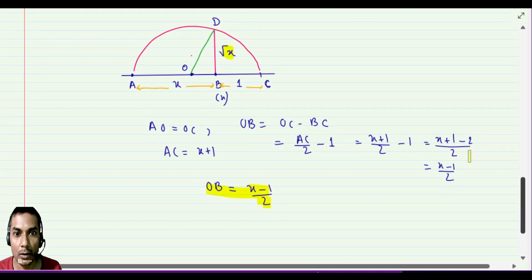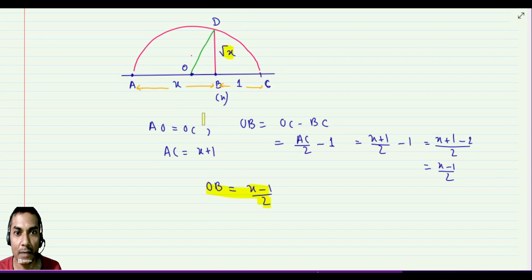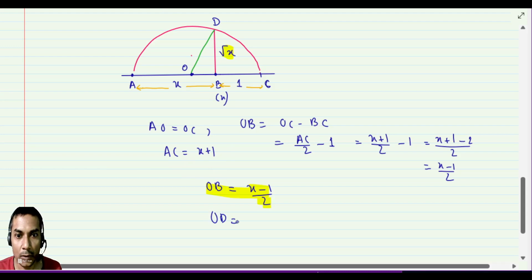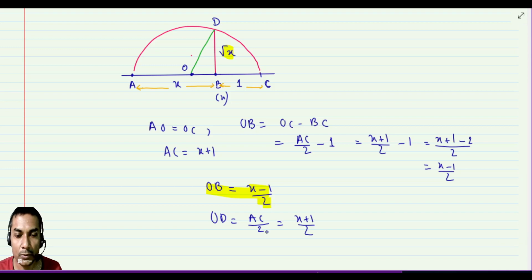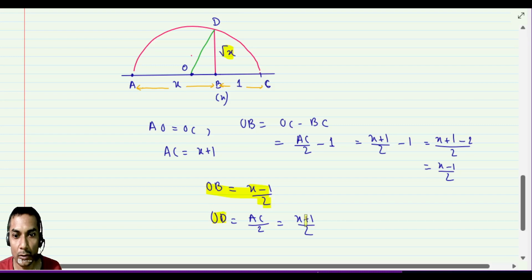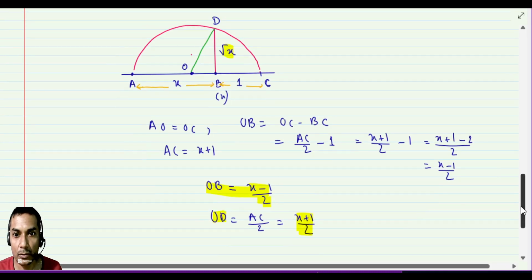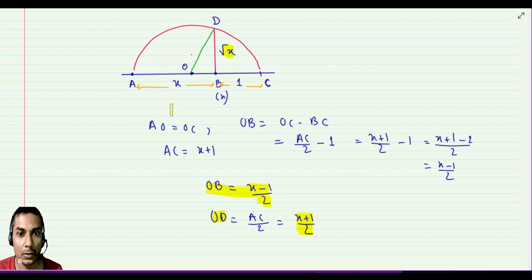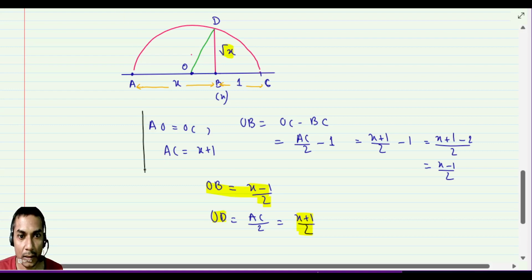And now what is OD? OD is the radius of this half circle, so it is also half of AC. Clear? So OD is equal to the radius, half of AC, that is (x plus 1) by 2. From these two values, we can find out BD. So we just do the calculation here so that you can connect with the diagram also.